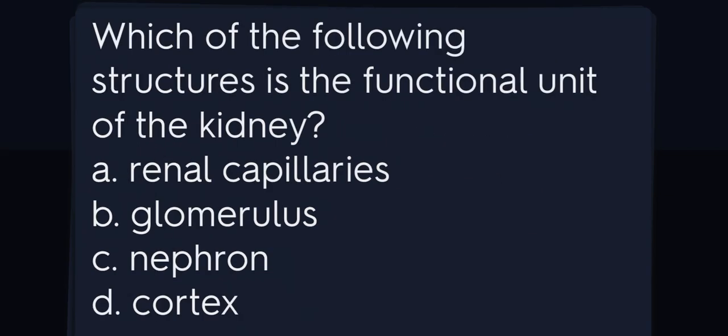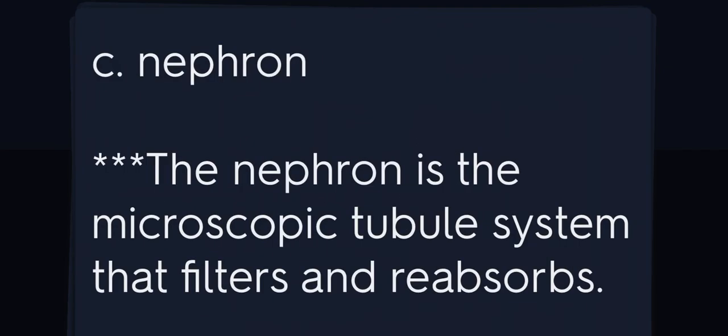Which of the following structures is the functional unit of the kidney? A. Renal capillaries. B. Glomerulus. C. Nephron. D. Cortex. C. Nephron. The nephron is a microscopic tubule system that filters and reabsorbs.